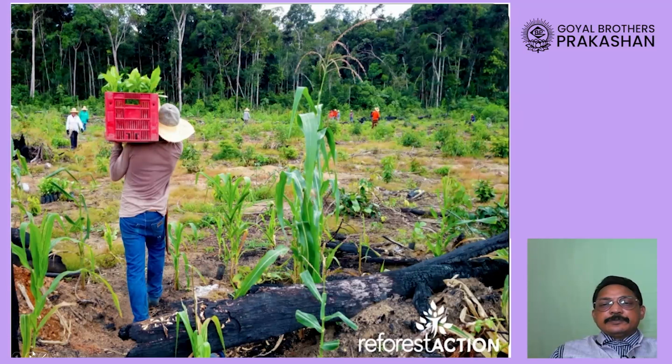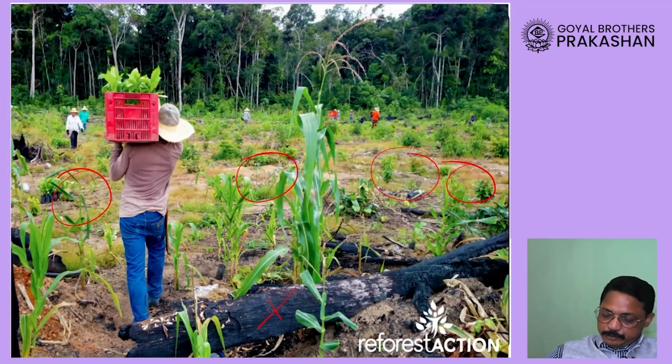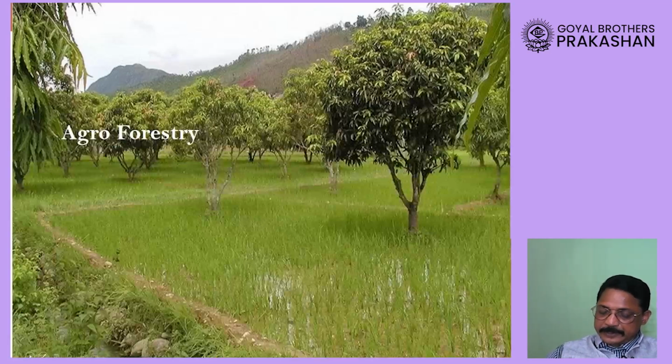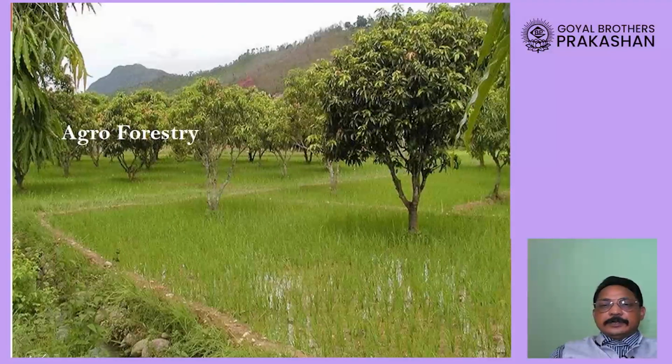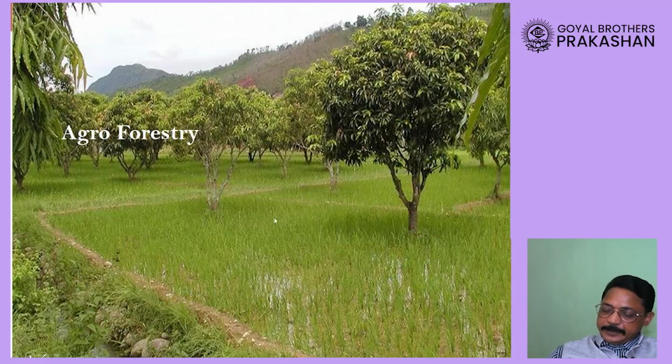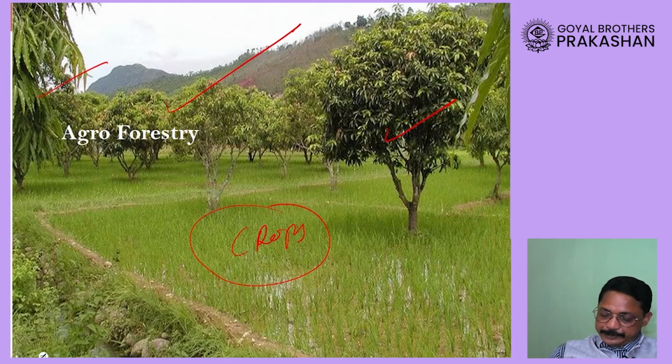This is a process where reforestation is done. You can see here some jungle area has already been cleared, the trees were burnt over here. So in such areas we are carrying out reforestation, meaning growing the plants again in an area where plants were cut. Agroforestry, I have already explained: along with crops you are growing trees. This is called agroforestry.